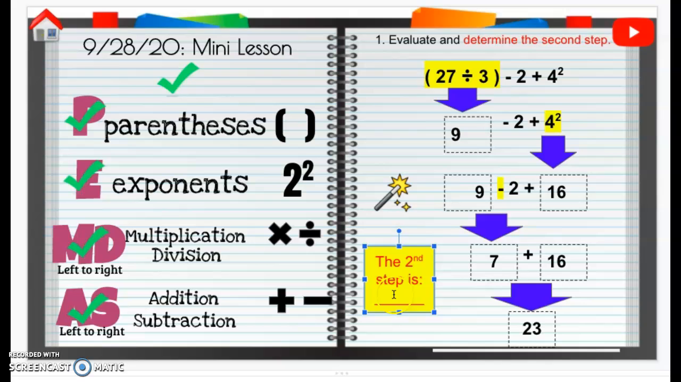So for the second step, you can write 4 squared. Remember, when you type an exponent, you hold the CTRL key and press the period. I'm going to underline all of that. That's okay. All right, so that second step is 4 squared, or 4 to the second power, and we have completed our mini lesson.